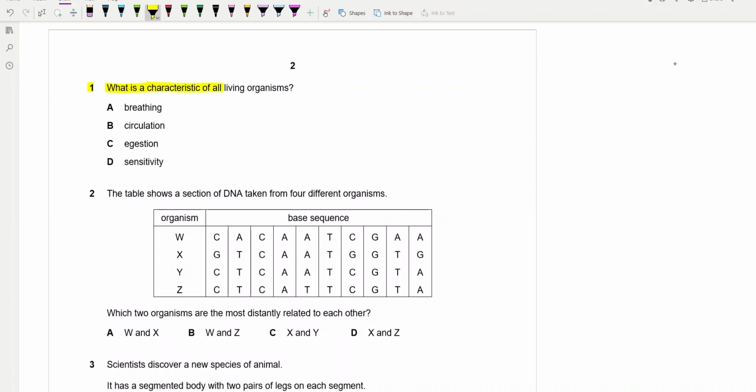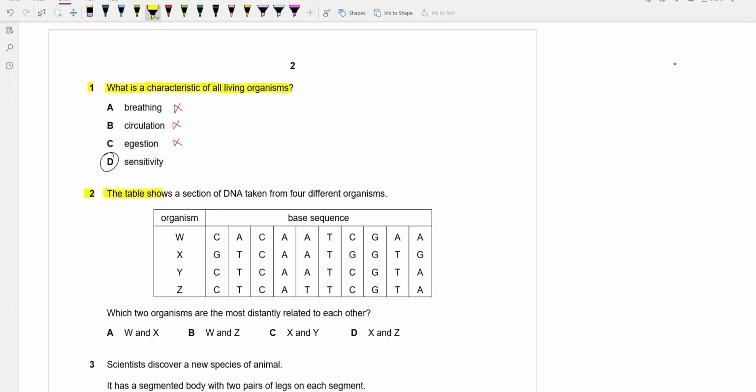What is a characteristic of all living organisms? Option A says breathing, which is wrong. Option B, circulation, which is wrong. Option C, egestion, which is wrong. Option D, sensitivity, which seems correct. So the correct option would be option D.